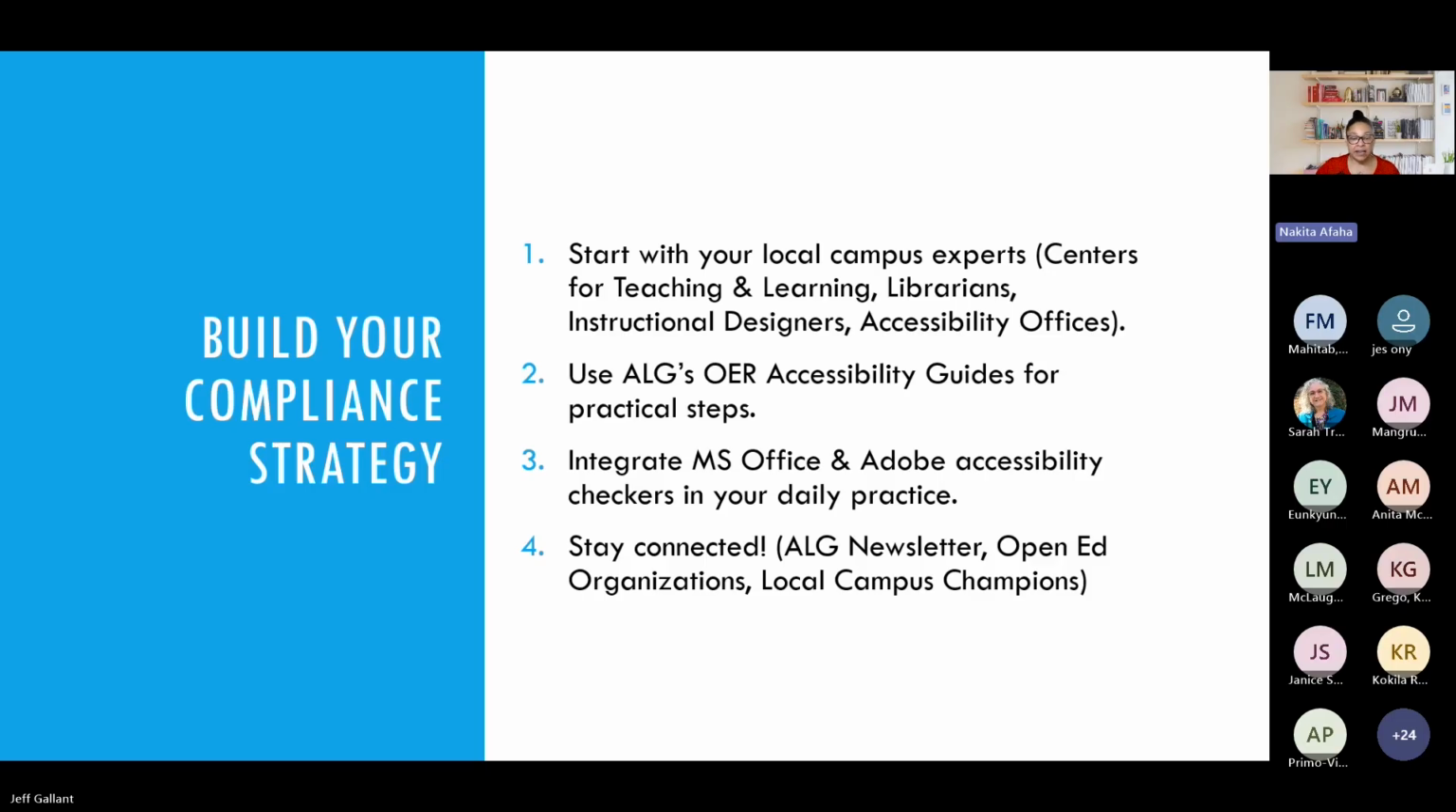And then finally, stay connected. There's a lot going on in the open space regarding accessibility, OER usage, and textbook costs. That's the big culture of accessibility and affordability that you might want to be a part of. So stay connected. You can start by joining the ALG newsletter. There are open educational organizations and associations. And of course, every USG institution has a set of local ALG campus champions.